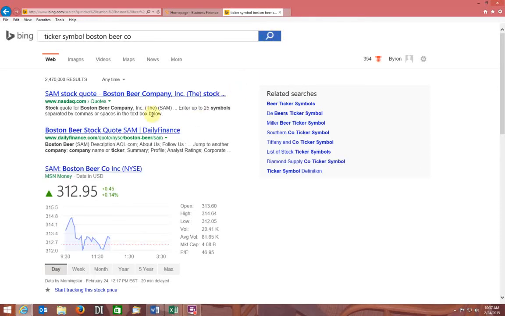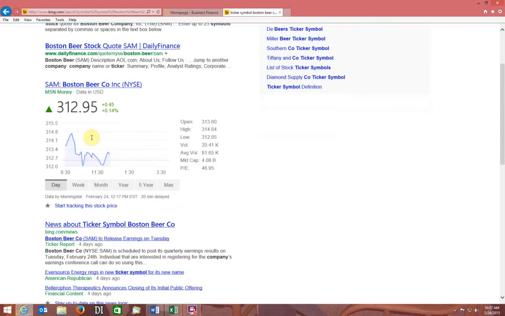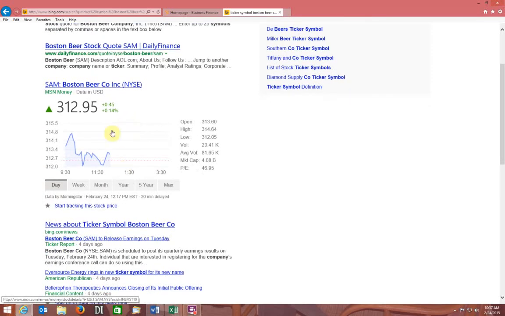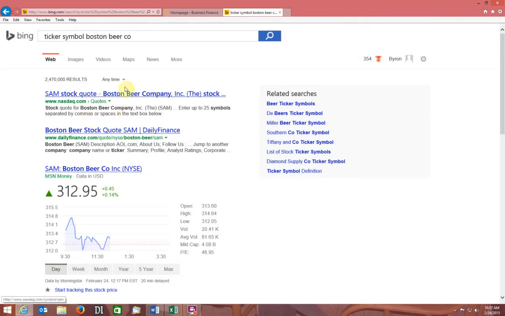Look at there. Okay. SAM stock quote, Boston Beer Company Inc. Okay, the stock. SAM. Yep. It even comes down and it gives me some other stuff. In this case, it's from MSN, and we may find that, or not find that MSN's a good source for doing this. Again, I used Bing. You guys probably use Google, so you'll get a similar deal here. Okay, so now I know what it is.